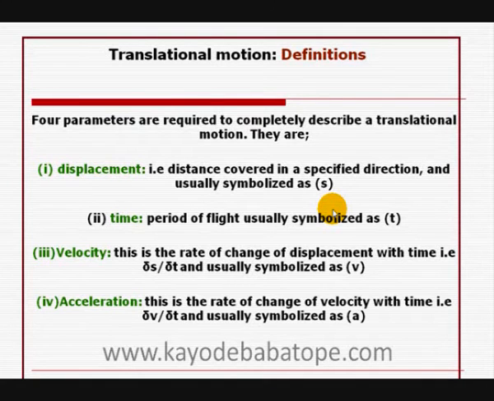And lastly, we talk of acceleration, which is the rate of change of velocity with time. So, in the definition of a translational motion, these are the 4 parameters required: displacement, time, velocity, and acceleration.